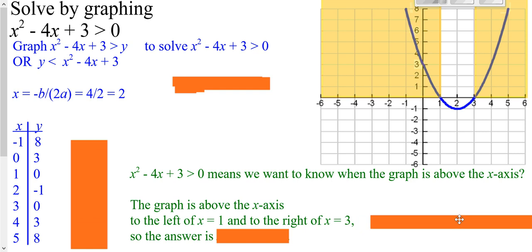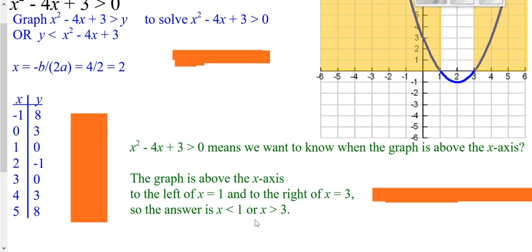of 3. So to the left of 1, I would say that's x is less than 1. To the right of 3 is x is greater than 3. It's two totally separate regions, so I have to write it as two totally separate inequalities joined by an OR statement.